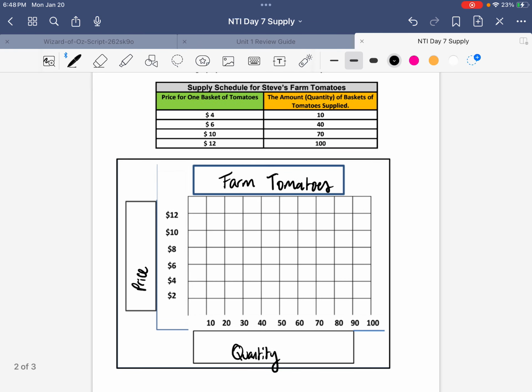So for $4, if he's going to sell his thing for $4, we would go up to 4. He would only make 10. He'd only use his time to make 10 baskets if they're only going to sell for $4. If they're going to sell for $6, then he would make 40. If they're going to sell for $10, then he would make 70. If they're going to sell for $12, then he would make 100. And so again, it's a little bit different this time, but we've got an upward sloping supply curve. We would label it with an S for supply.